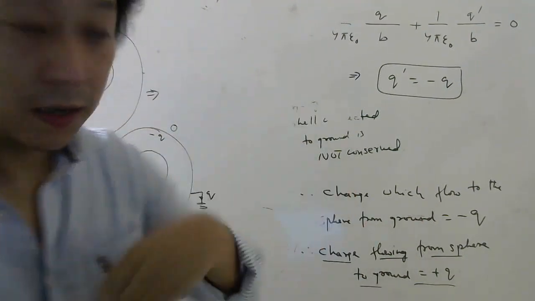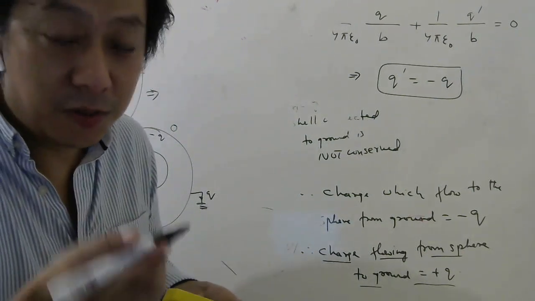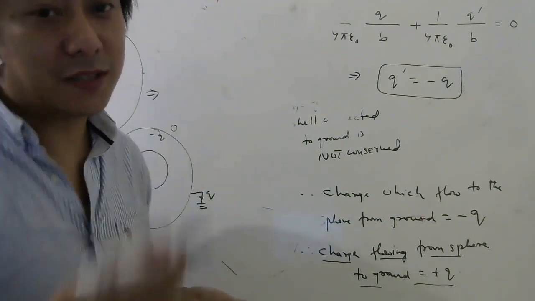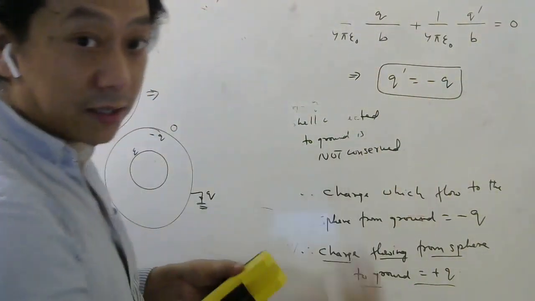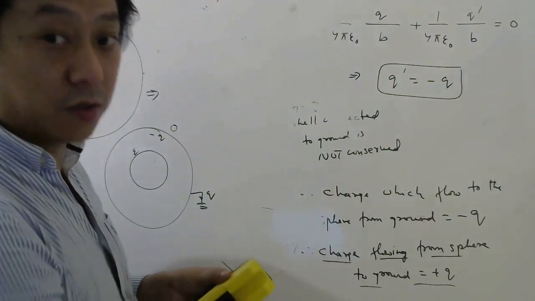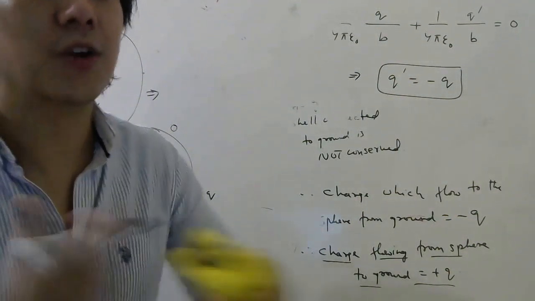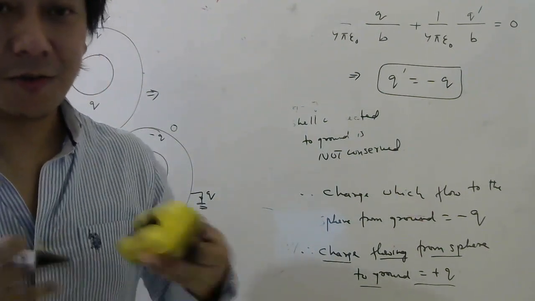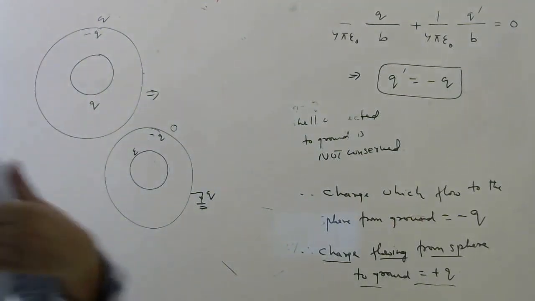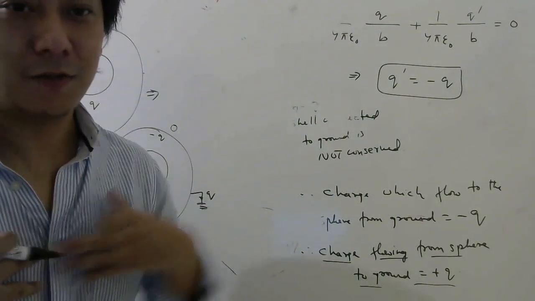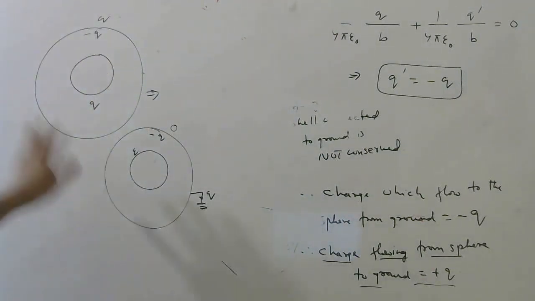When I started the derivation, I did not know what is happening. So I just assumed from ground some charge q has come. But after solving, I found that the charge that has come from the ground to the sphere is minus q. Minus q coming means actually q charge is going. Understood or not? So if you are getting minus q charge, you can say q charge is going. If you lose q positive charge, you will get negative charge. If you lose negative charge, you will get positive charge. So think that way. Okay.